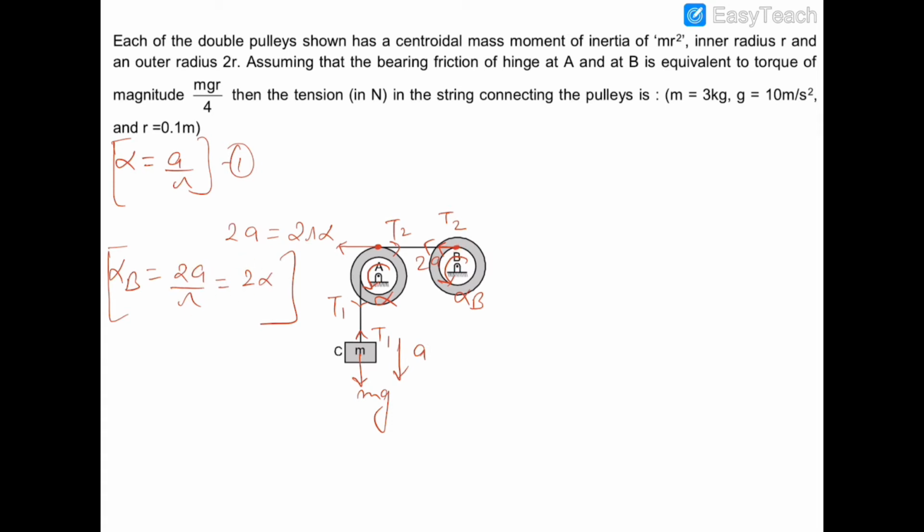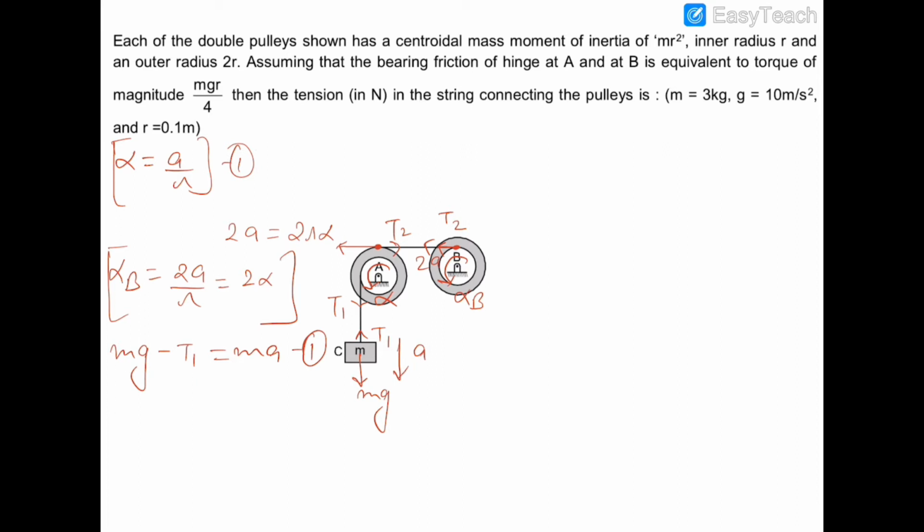Okay, so let us now write down the equation of force of this mass m. This mass is moving in the downward direction. Therefore mg minus T1 would be equal to ma. This is the first equation.